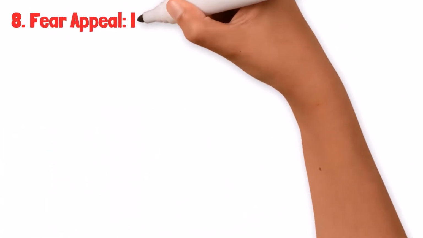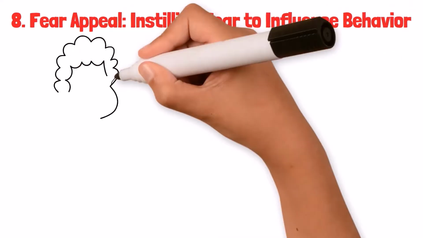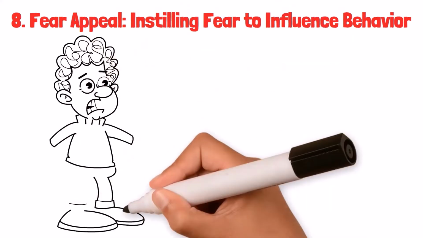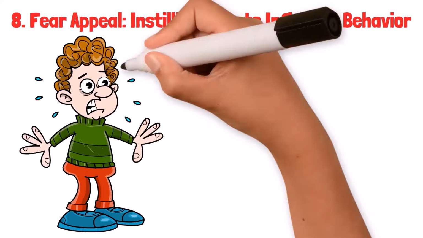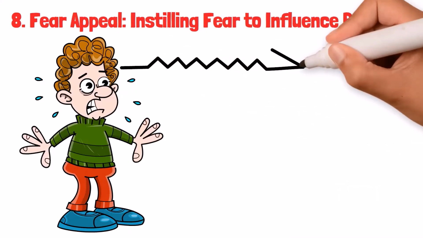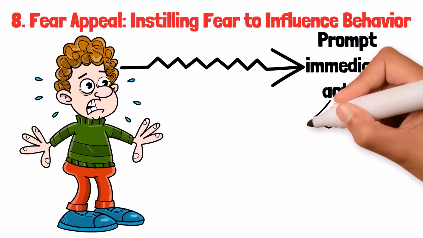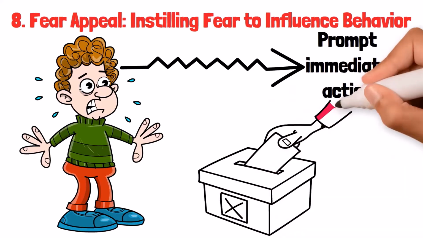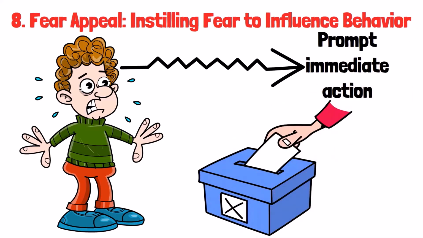8. Fear appeal. Instilling fear to influence behavior. Fear appeal involves presenting a frightening scenario or consequence to persuade the audience to adopt a particular behavior or belief. This technique plays on the audience's fears, often exaggerating dangers to prompt immediate action. For instance, a political campaign might warn that electing the opponent will lead to economic collapse or war, using fear to drive voters to support their candidate.